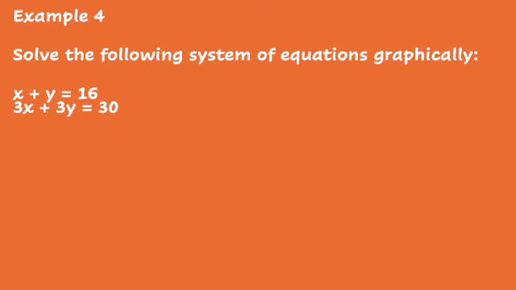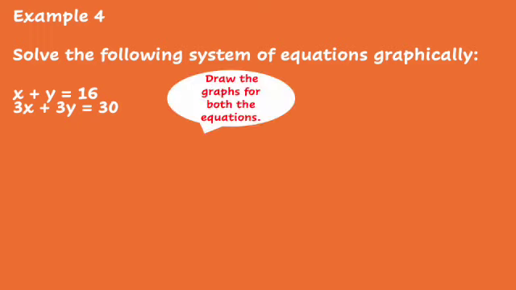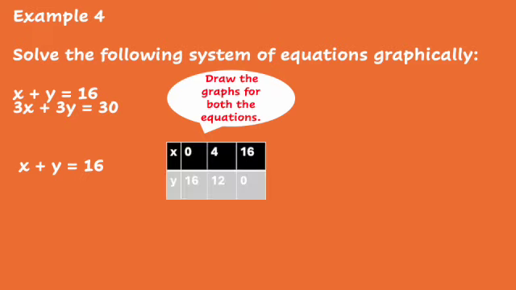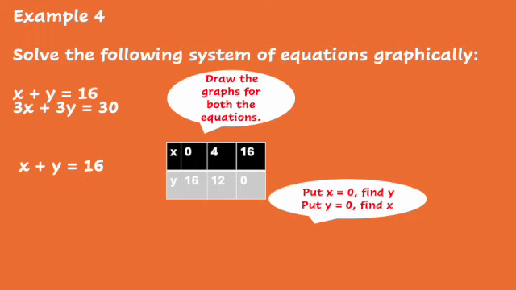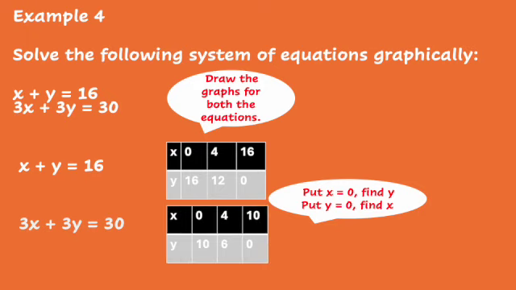In our next example, we have another set of equations where we have x plus y equal to 16 and 3x plus 3y equal to 30. So here again we draw the graphs for both the equations. For the first equation, here is the table. We just follow the same method. Again, the key point is putting x equal to 0 and finding out y, and then putting y equal to 0 and finding out x. For the second equation, again, we follow the same method and get another set of values. Let's have a look at the graphs now.